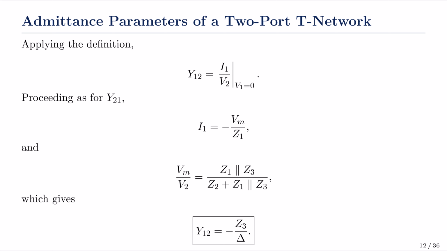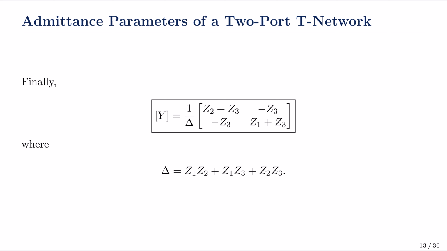We can now assemble all four admittance parameters into the complete Y matrix. Having derived all four admittance parameters individually, we collect them into the complete admittance matrix. The diagonal elements are the driving point admittances, while the off-diagonal elements are the transfer admittances. The common denominator delta appears in every element, providing a compact matrix representation of the T-network. This matrix completely characterizes the network in the admittance domain.